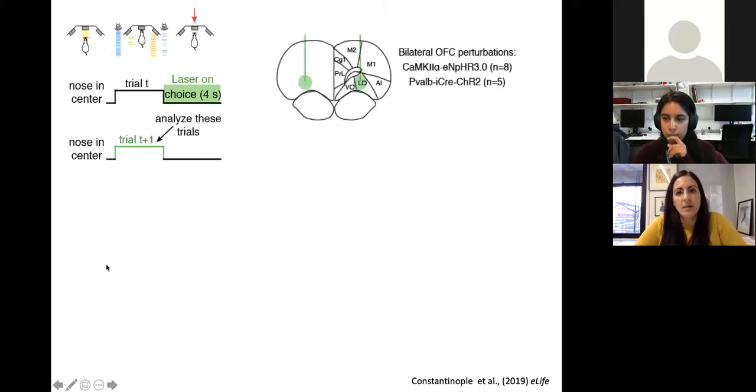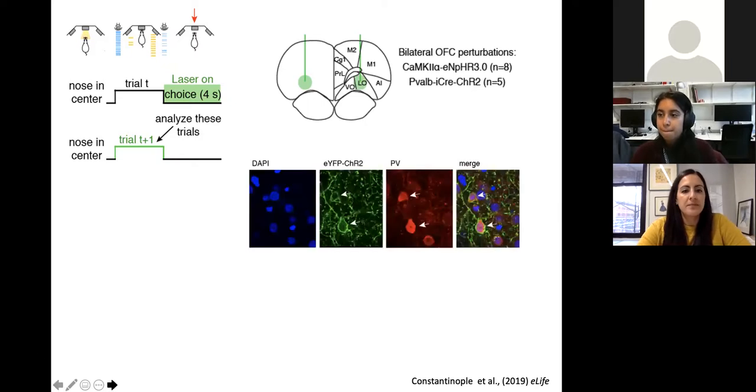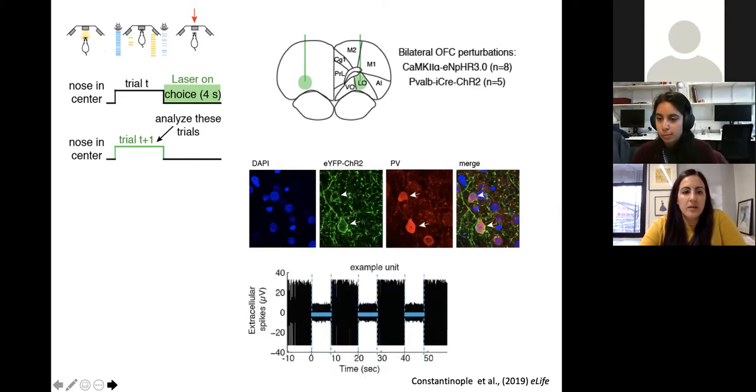So to test that, we used optogenetics. We bilaterally expressed either halorhodopsin downstream of a promoter for excitatory cells or channelrhodopsin downstream of a promoter for inhibitory cells. And then we inactivated for 4 seconds, triggered off when the animal left the center port, and then looked at behavior on the subsequent trials. And this is just to validate, at the time that we did this, I'm not sure other people had used these PV-Cre rats for optogenetics, so we validated that we specifically get expression in the PV cells, and also that we get inactivation in vivo.